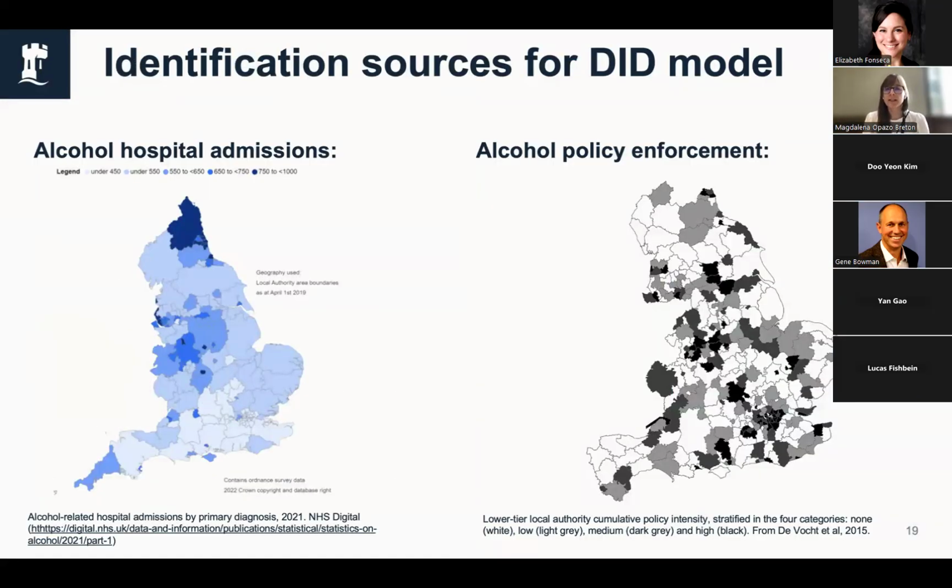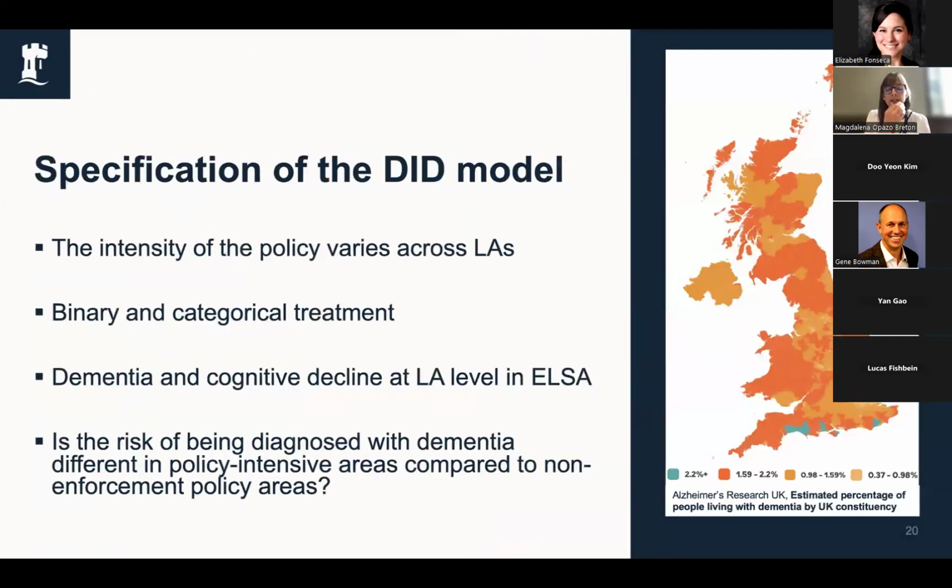The sources of identification for the difference in difference model are these. As you can see in the figure in blue, there's a different distribution of alcohol-related hospital admissions across the UK. And the figure on the right in gray and white shows that there's differential enforcement of the policy. So the dark areas were areas where the policy was enforced more, and the white areas are areas where there was no enforcement of the policy. So this will feed into the difference in difference model.